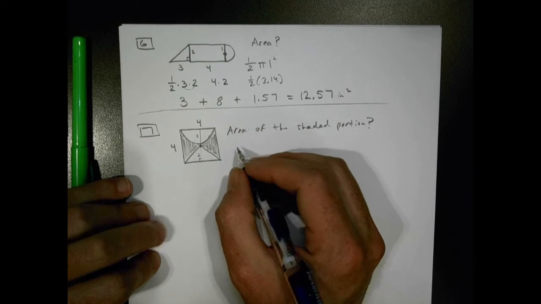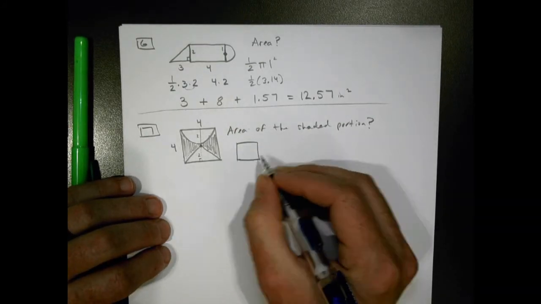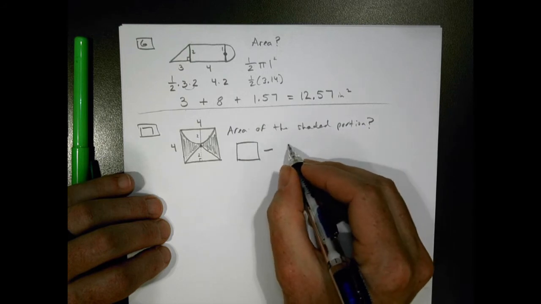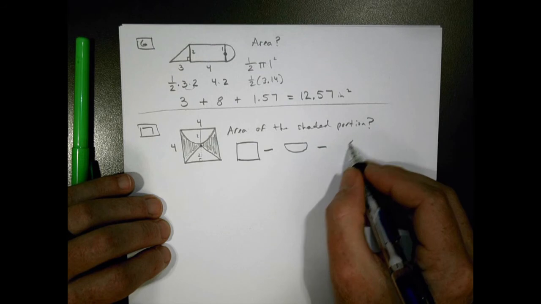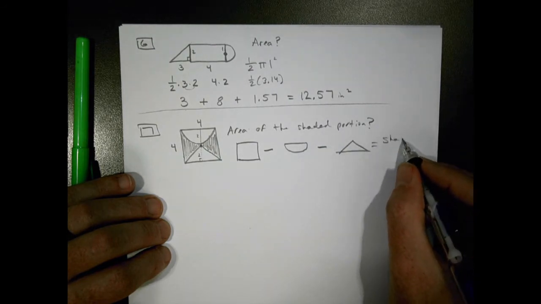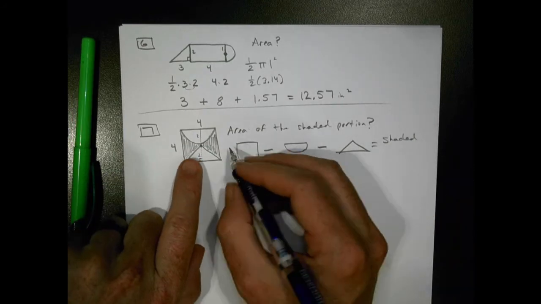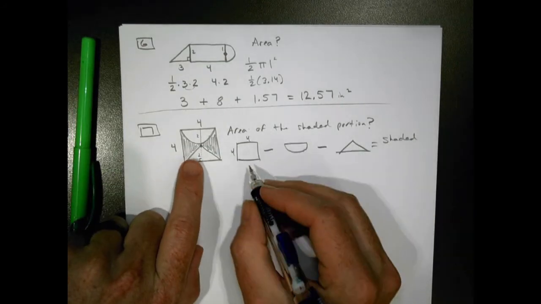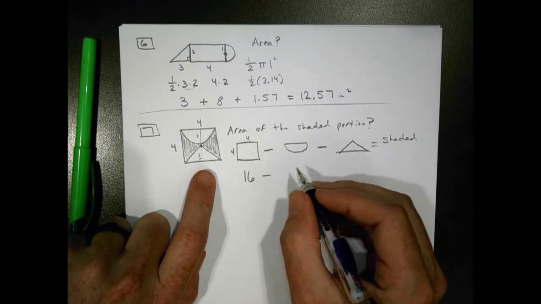Okay, so what we're looking at is we're going to have a square, right? And we're going to subtract from the square the area of the semicircle, and then we're going to subtract the area of the triangle to find out that's going to be equal to the shaded portion. Okay, so the area of the square is 4 by 4, so 4 times 4 is 16. Got that there, no problem.